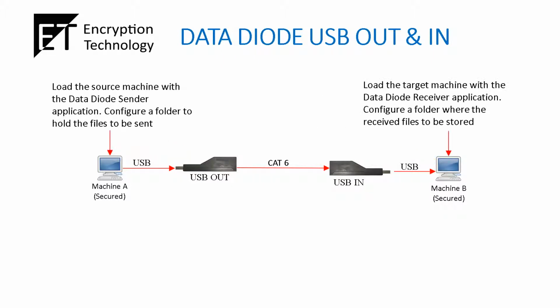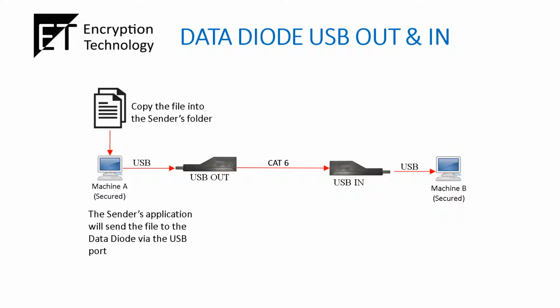Load the source machine with our data diode sender application and the target machine with our data diode receiver application. Run both applications and now we are ready to send and receive files. Copy a file into the sender folder of the source machine.